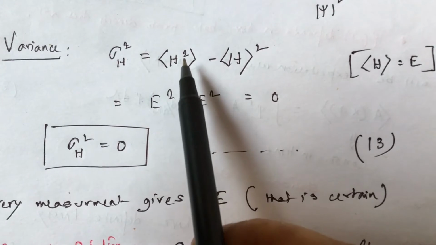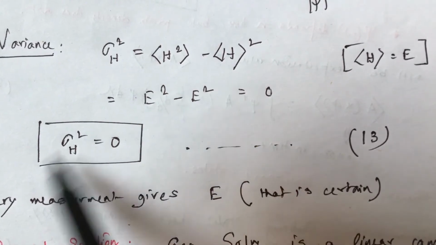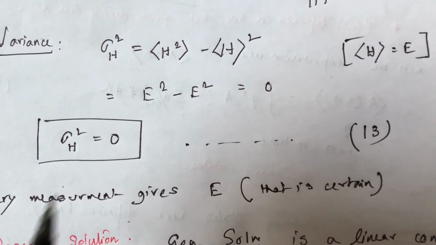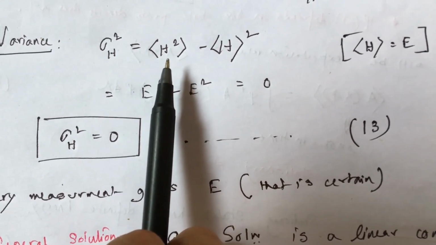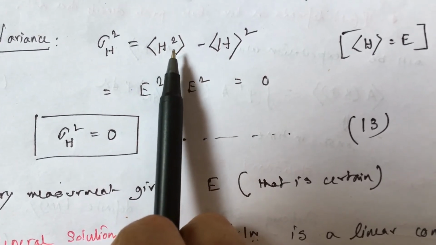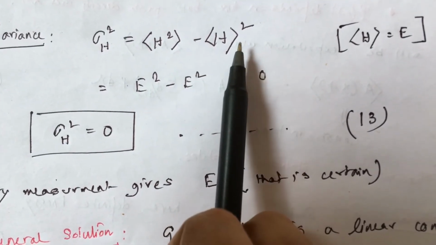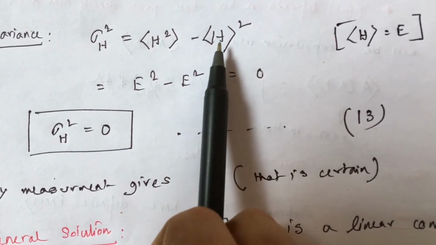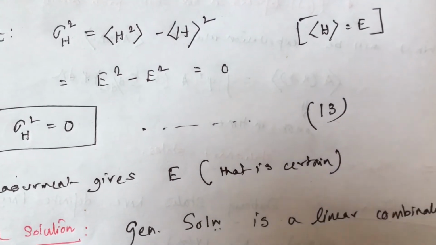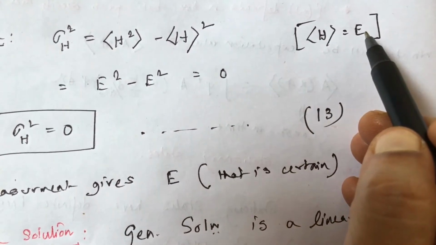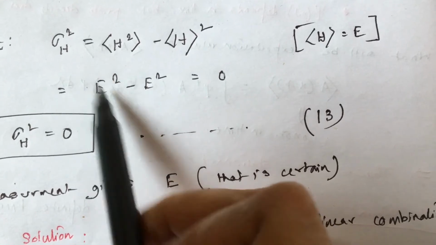So the variance of the quantity H, which is the total energy, is sigma H square, and it is defined as the expectation value of H square minus, first I take the expectation value of H, then make it a square. We know that the expectation value of H is nothing but E, and the expectation value of H square is E square. So the variance is 0.